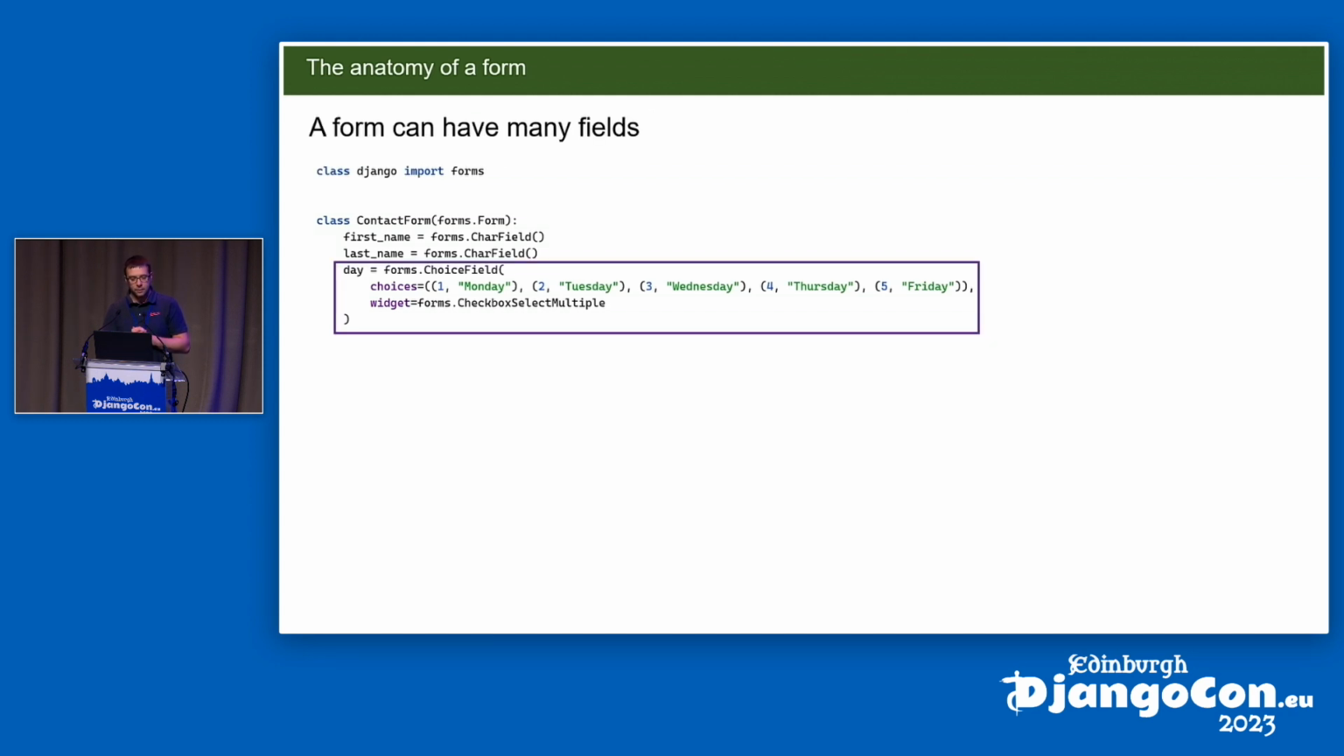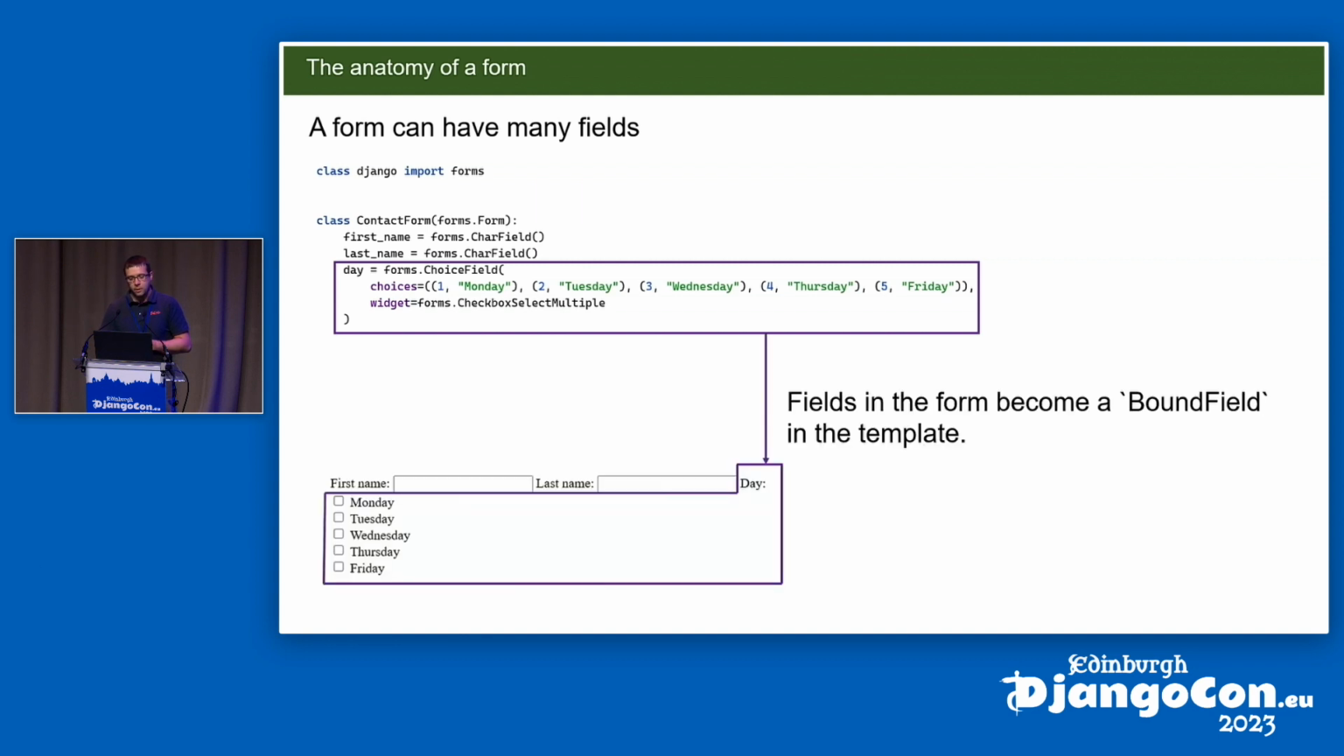Diving down to the next layer, we have fields. A form can have many fields. Just looking at that day field here, we have a choice field, which has choices. We've also defined a custom widget here. We want it to be a checkbox field so people can select different days that they may want to book an appointment for. When we render that in our template, that field becomes the label, the label suffix, which is by default the colon, and the widget, so those input elements.